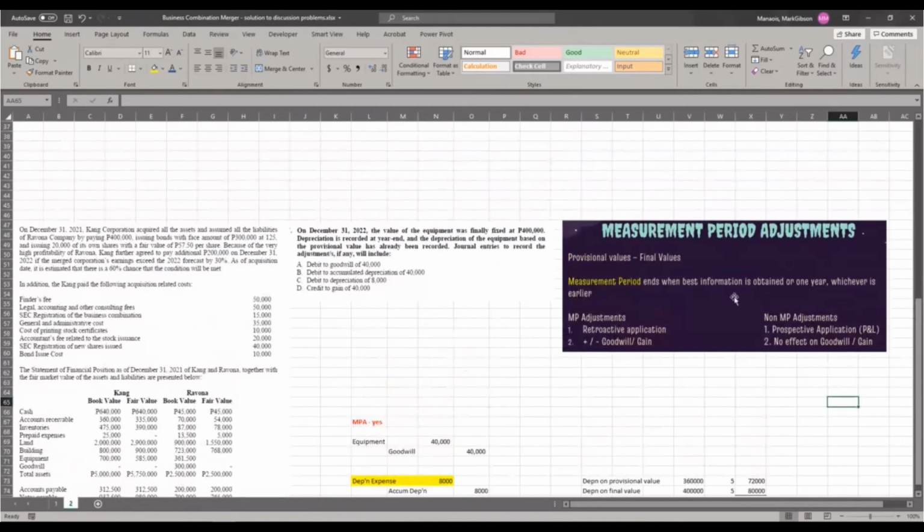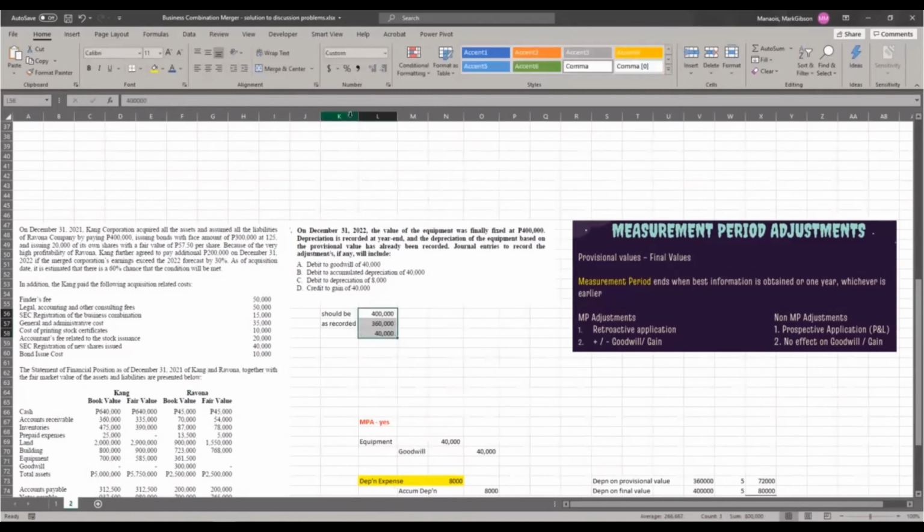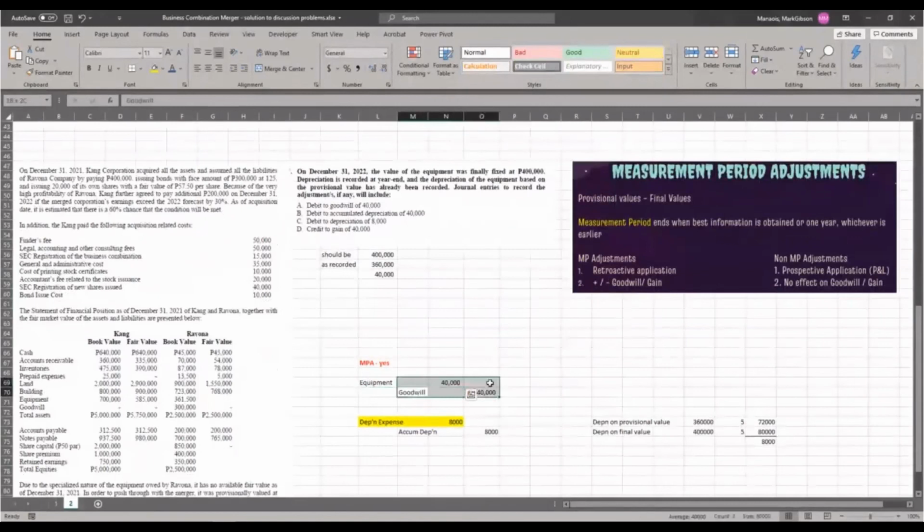So, dahil nga within the measurement period, na-record natin siya kanina at 360,000, ang dapat pala is 400,000. So, this is should be, this is the as recorded. So, therefore, we have to increase it by 40,000. Since it's still within the measurement period, the entries would have an impact to your goodwill. So it's debit equipment, dahil nga ini-increase natin, and credit goodwill.